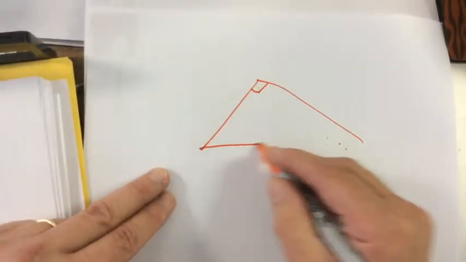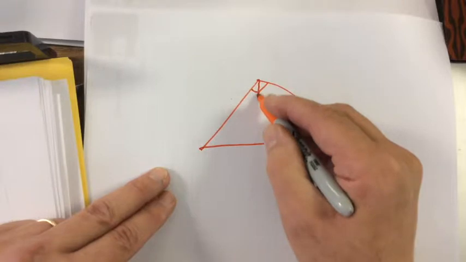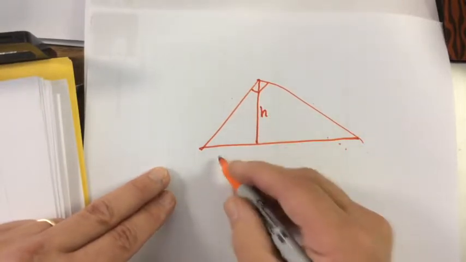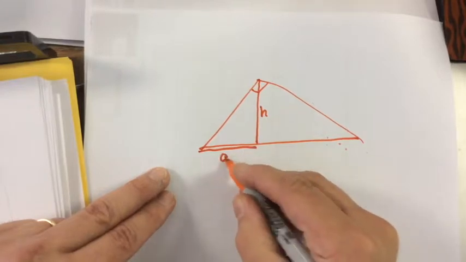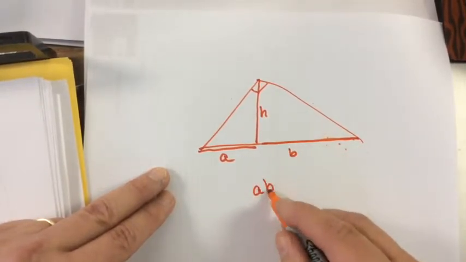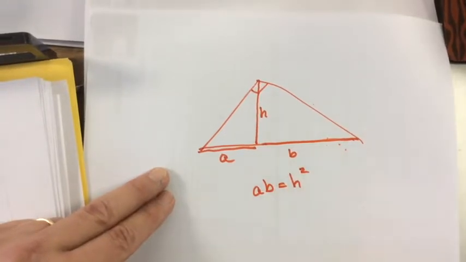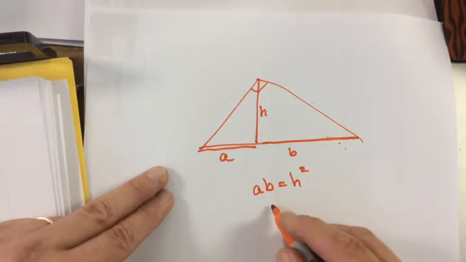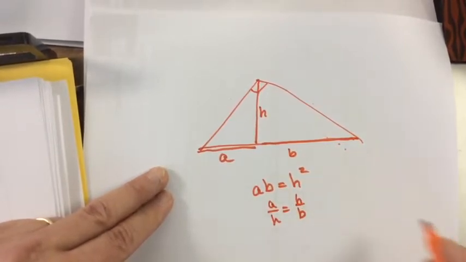Right? We said if you have a triangle that looks like this, whatever this is here, and whatever this is here, and whatever this is here, a times b is equal to h squared. Now, if you want that in another form, we could say a over h is equal to h over b. That's the same ratio.